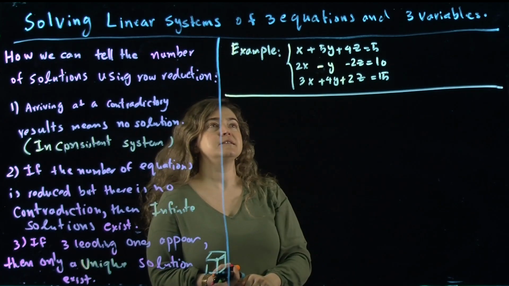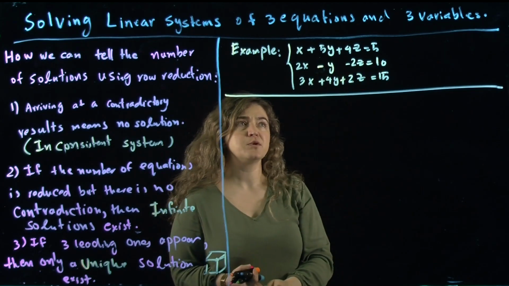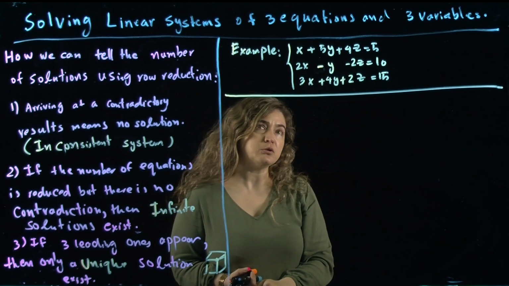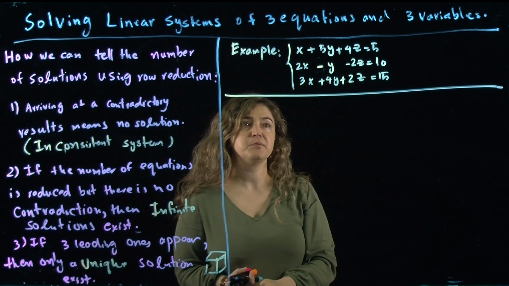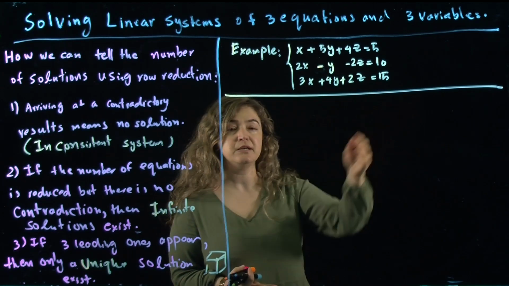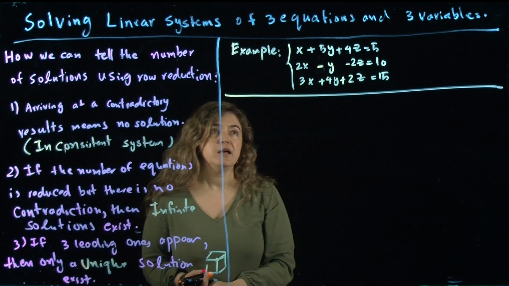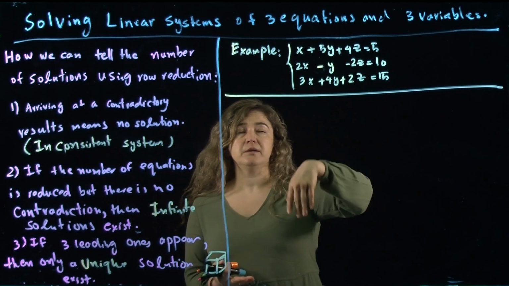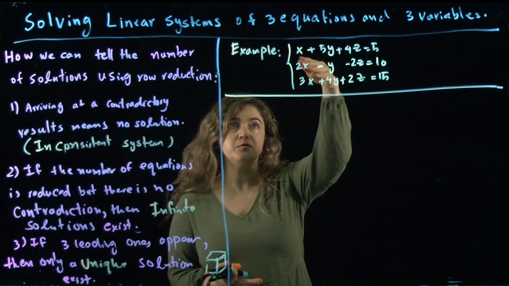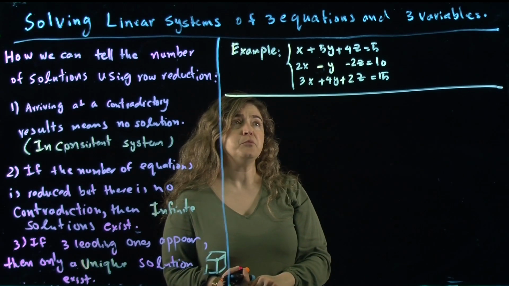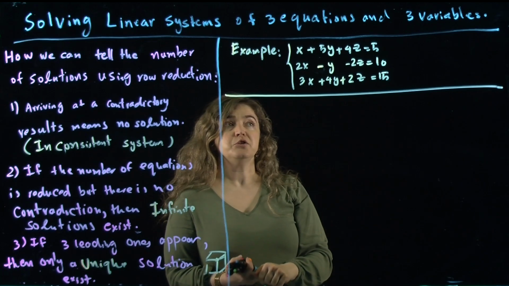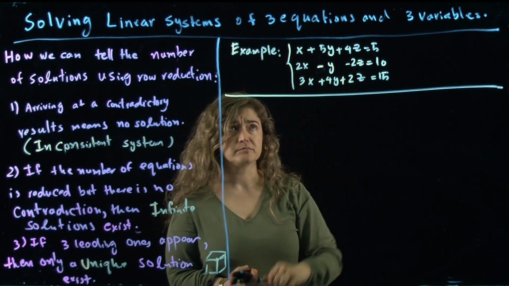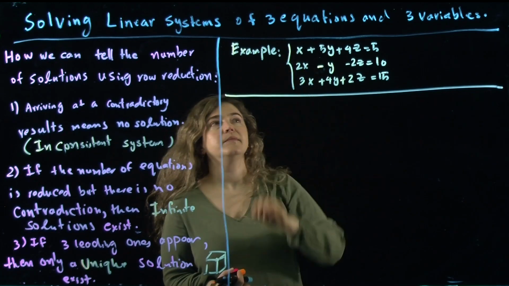This example is x plus 5y plus 4z equal to 5, and 2x minus y minus 2z equal to 10, and 3x plus 4y plus 2z equal to 15. As usual, we continue with the method of row reduction. What I want to do is to create a leading one for x in the first row. That is already done for me.